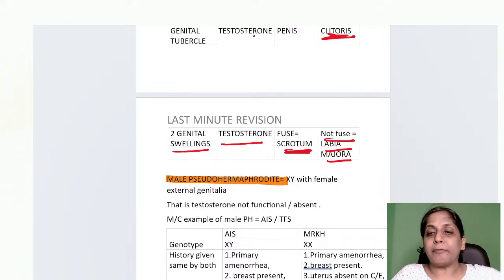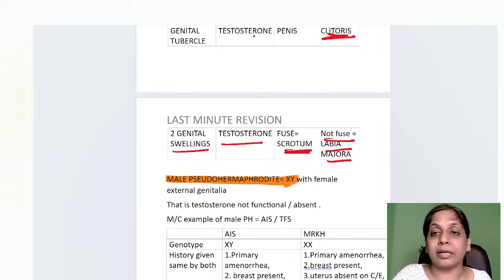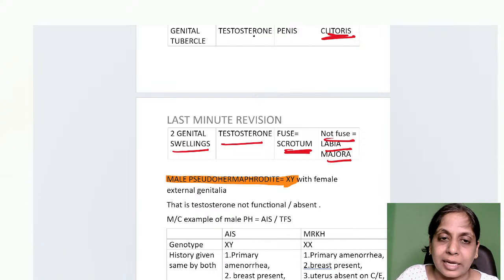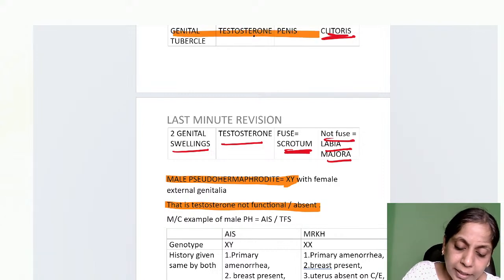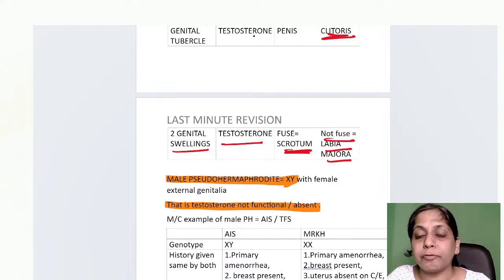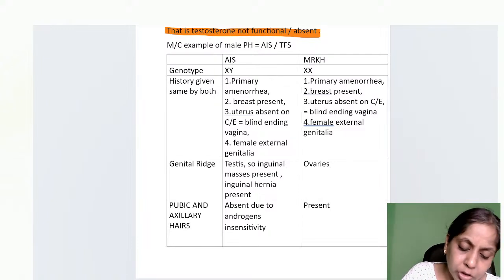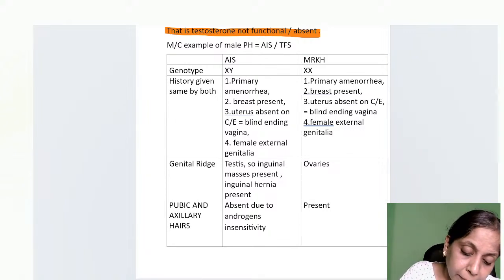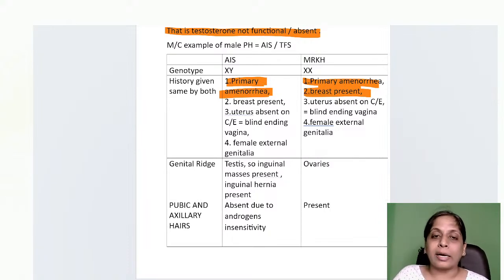Now, male pseudohermaphrodite will be formed if the genotype is XY but the male genitalia is absent, and instead there is female external genitalia. It will only occur if the testosterone, which was making the male genitalia, is not functional, which happens in androgen insensitivity syndrome. Androgen insensitivity syndrome and MRKH have similar clinical features, but they are very different problems. Both present with primary amenorrhea at puberty.